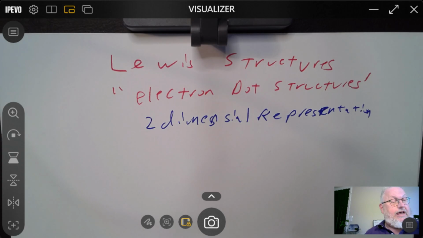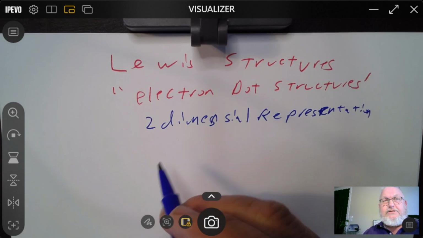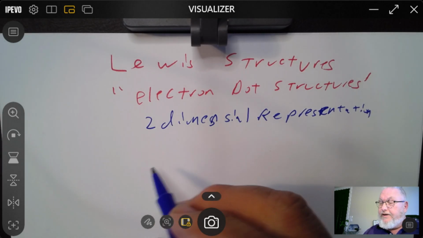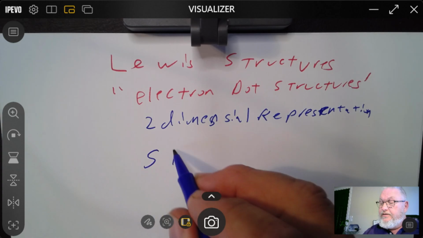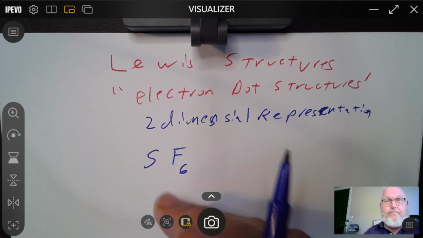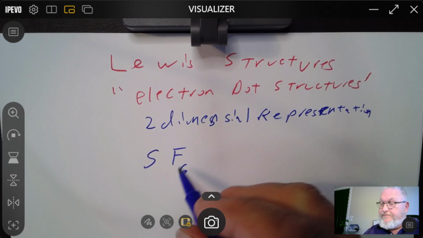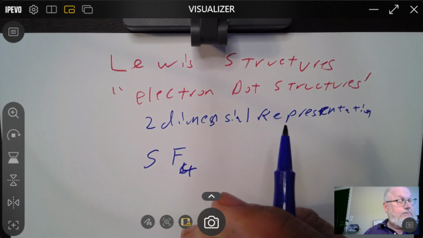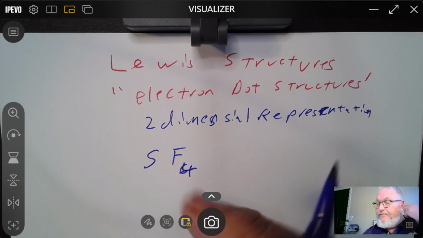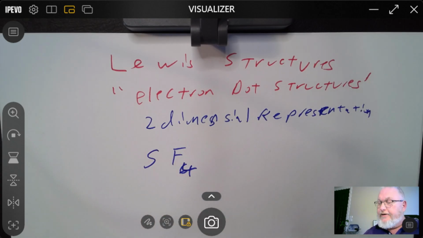I've got some samples right here. Okay. And so, let's start with sulfur tetrafluoride. So the molecular formula for that would be SF4, sulfur tetrafluoride. So our first central atom would be sulfur. So I'm going to draw that in the middle. So that's going to be my central atom.